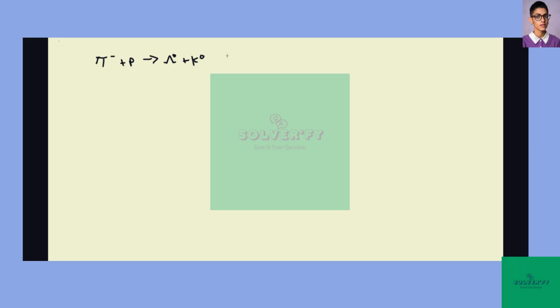So first, to calculate the Q value, Q is just equal to the difference of the reactants and the products mass energy. So that's just the mass of the pion c squared plus the mass energy of the proton c squared minus the mass of the lambda c squared plus the mass of the pion. So we can now plug this in. We know all these numbers from the table, from table 2.